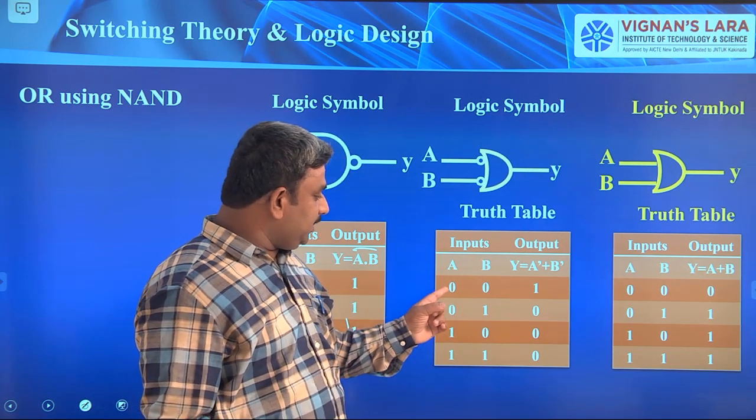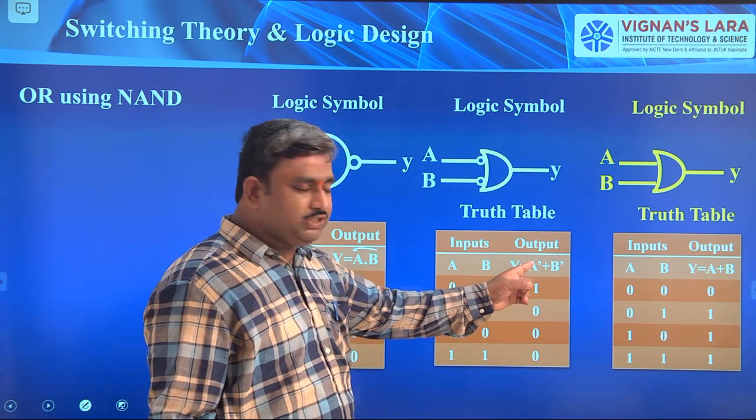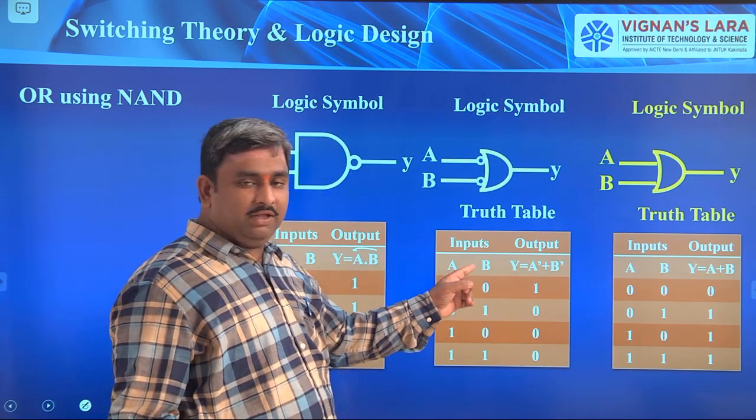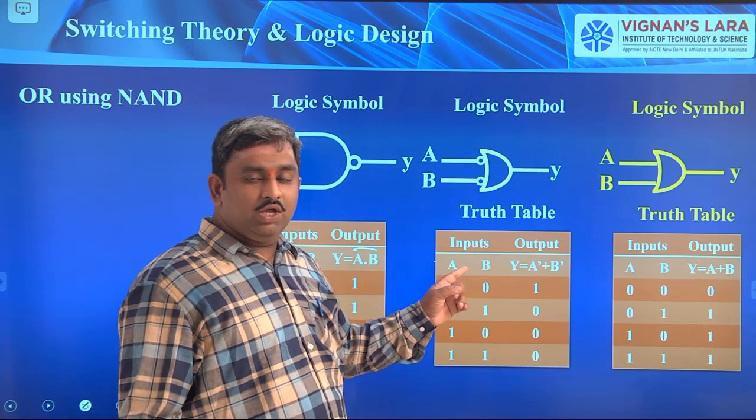So see here, AB is equal to 00, 01, 10, 11. But I need the operation Y equal to A bar plus B bar. So AB, you have to understand this one, A bar, B bar. You have to convert this first, A to A bar.